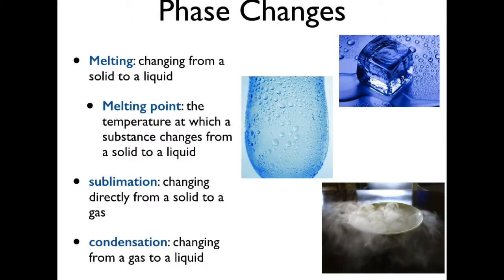So melting, again, that's changing from a solid to a liquid. Okay. The melting point is the temperature at which that substance changes from a solid to a liquid. So above the melting point, it will be a liquid, and below the melting point, it will be a solid. Sublimation, that's going directly from a solid to a gas, like we talked about on the last slide. And condensation is changing from a gas to a liquid. This is actually an example of sublimation. This is dry ice.